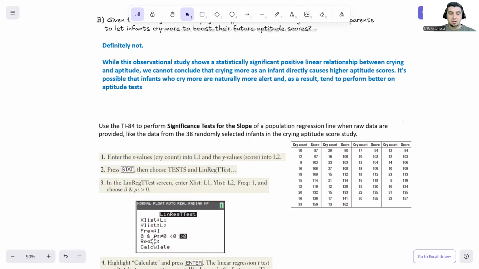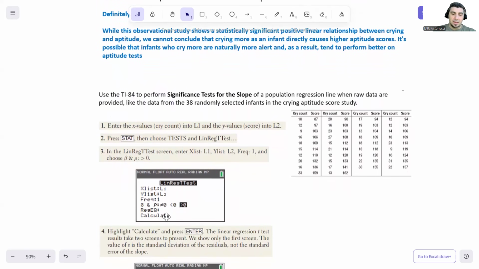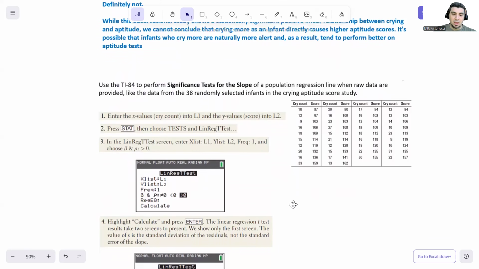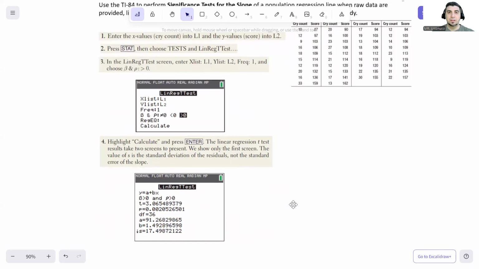Now, in regression EQ, the regression equation, you don't put anything in there, but if you wanted to, you could put Y1 from the variables menu in there, and what it will do is automatically store the regression equation in the Y equals menu. But you don't have to do that. So we highlight calculate, press enter, and it takes about 2 screens to present all the information. Only the first screen is shown here because that's all we really need for this problem.